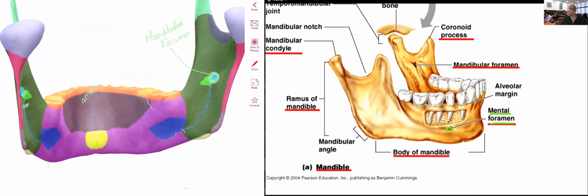So again, what we mentioned so far in the mandible, you can see two parts: first is the body of the mandible, second is the ramus of the mandible. Two foramina that we've seen: the anterior one related to the chin is my mental foramen, and the one on the inside of the ramus is called the mandibular foramen.